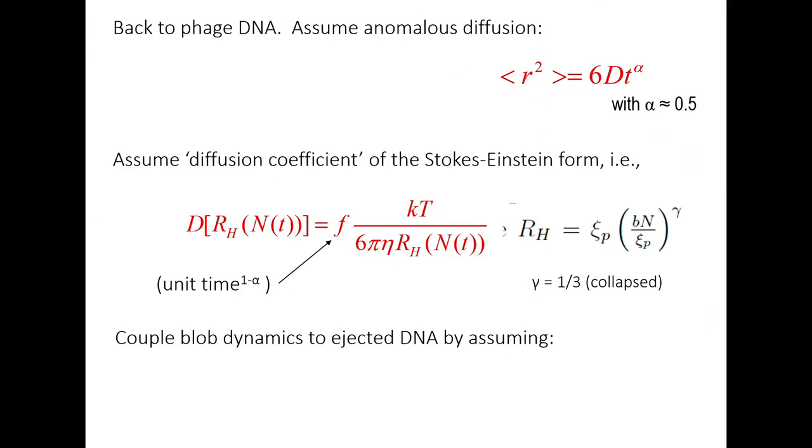All right, back to phage DNA. So we assume we have anomalous diffusion, so that the mean square displacement of that blob of DNA is proportional to time to the power alpha, where alpha is equal to a half. And then we assume that the diffusion coefficient still has a Stokes-Einstein form, which is kT over 6 times pi times the viscosity times the hydrodynamic radius, which, as we saw, depends on the number of ejected base pairs, which depends on time.